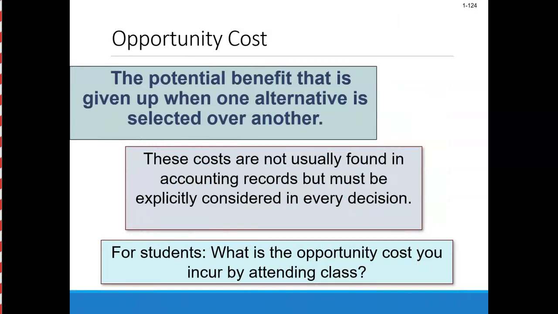Opportunity cost is the potential benefit that's given up when one alternative is selected over another. These costs aren't going to be in any records, but yet you have to consider them. Such as, you're in this class, what are you missing? The opportunity cost, you can't work because you're in this class. You can't work at this time. What is the opportunity cost you incur by attending class? It's just the reality.